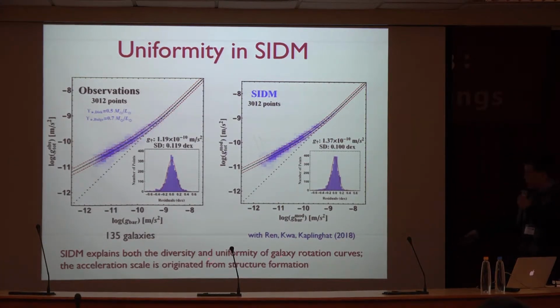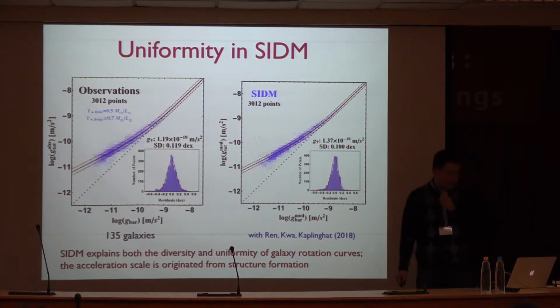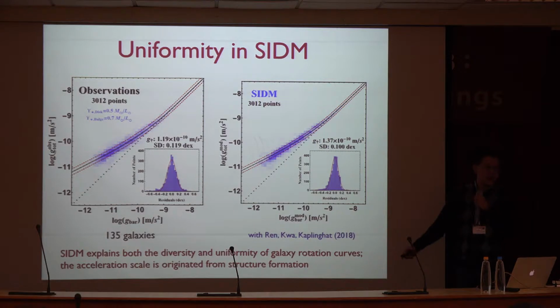And we also talked about why there's an acceleration scale, and it actually comes from the hierarchical structure formation. For each halo, you can get an acceleration scale.